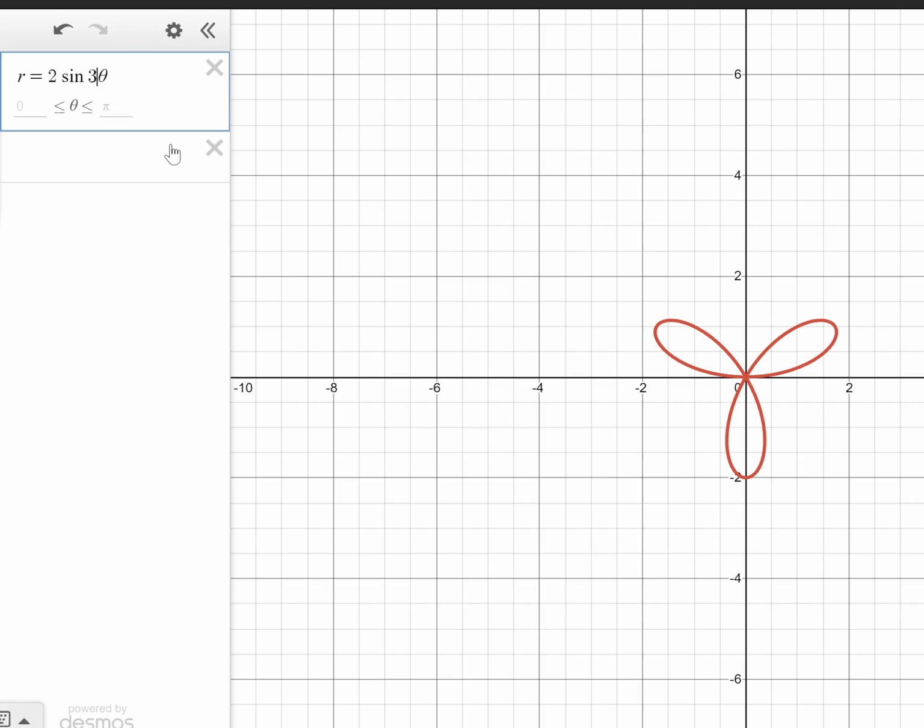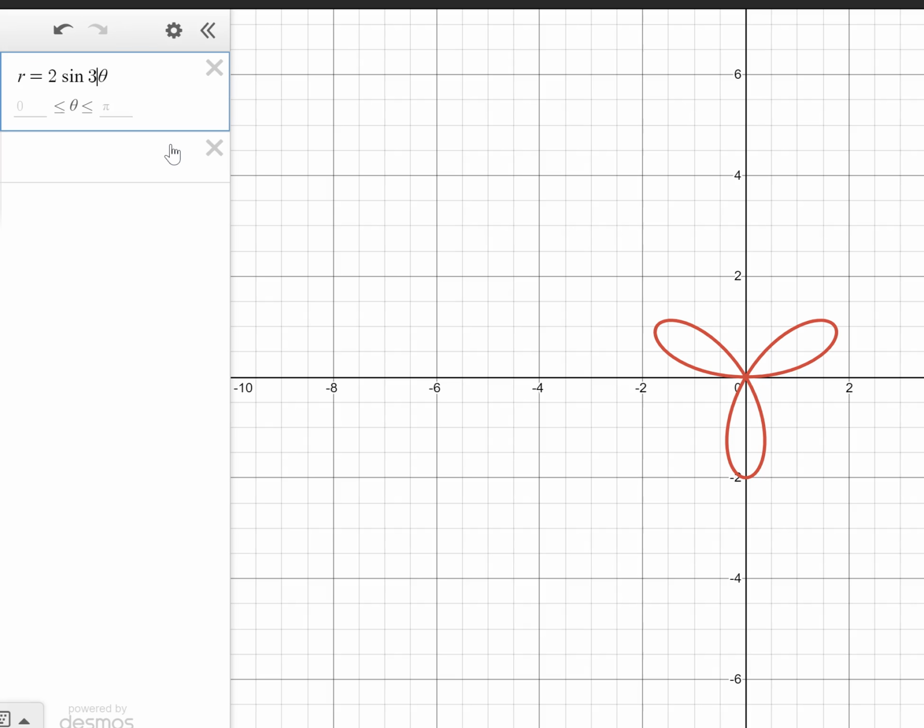So polar coordinates, you will investigate more when you get to Calc 3. If you stay with us at Western, that's when we really delve deep into polar coordinates. But they're just a good time. You can make some really pretty pictures with them.